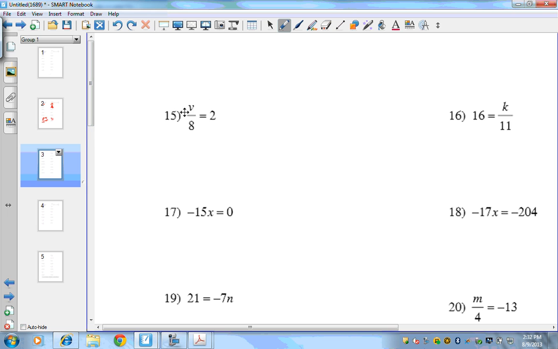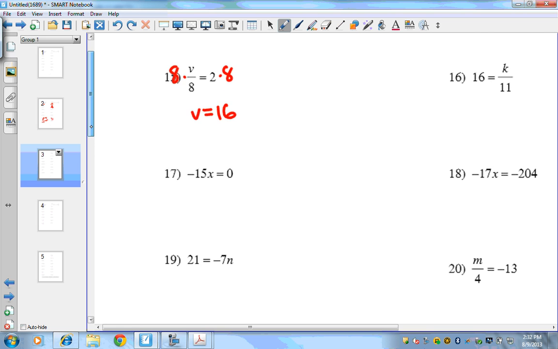Okay, same thing here. Look at problem number 15. You have a variable being divided by a number. So in order to get rid of that 8, we'd have to do the exact opposite, which would mean multiply by 8. So in this case, V is equal to 16.